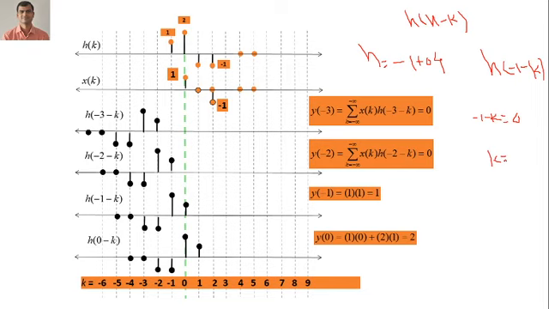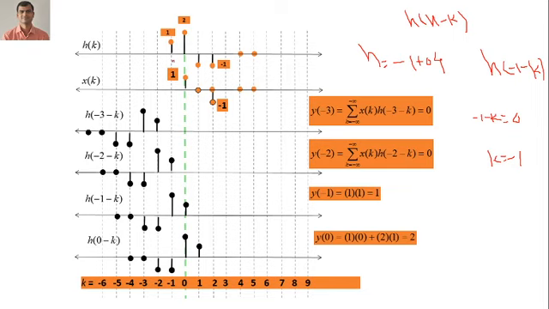So what is the position after shifting h of minus k? Here it is 0, 1, 2. So 1 and 2 are going to be on the negative side, that means minus 1, minus 2, and this minus 1 is going to be on the positive side. So for h of minus k, your signal is going to vary from minus 2 to positive 1. So h of minus k is going to vary from minus 2 to 1.